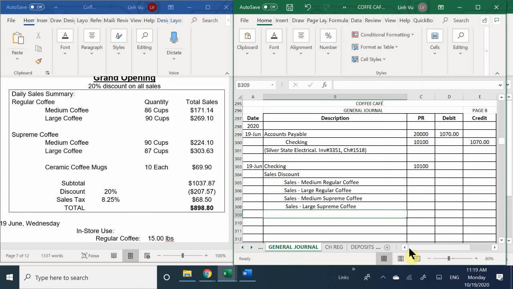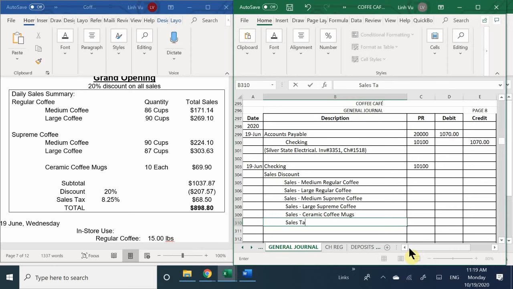Do we do the sales tax payable on this one? Yes, we do. But there's one more thing that we also sold. What is that? The ceramic coffee mug. Yes, ceramic coffee mugs. And then now we can go ahead and introduce the sales tax payable.